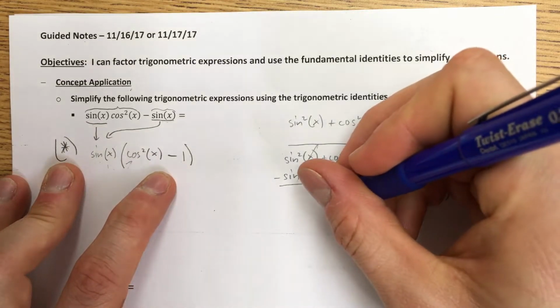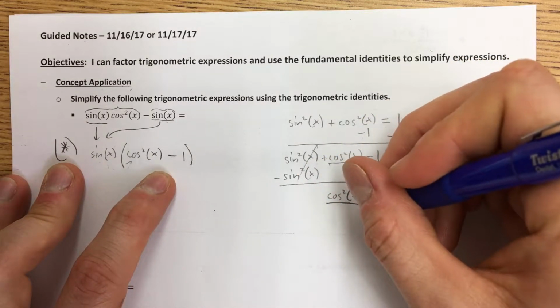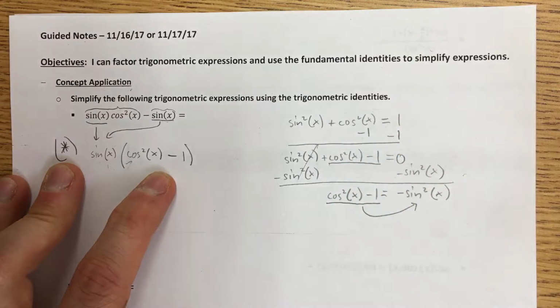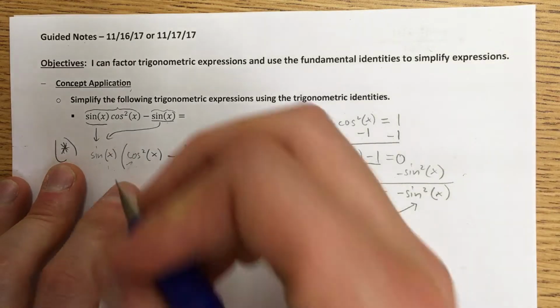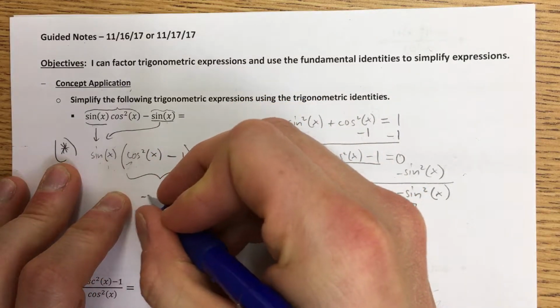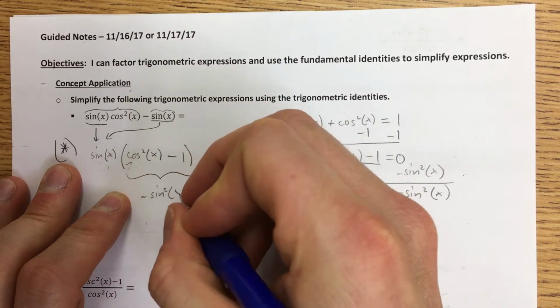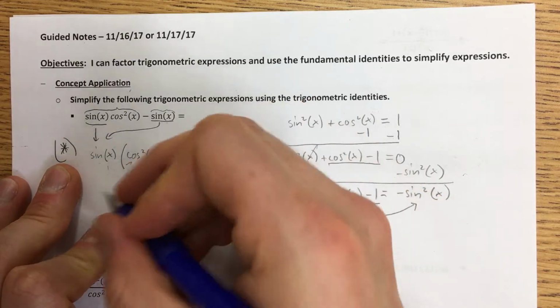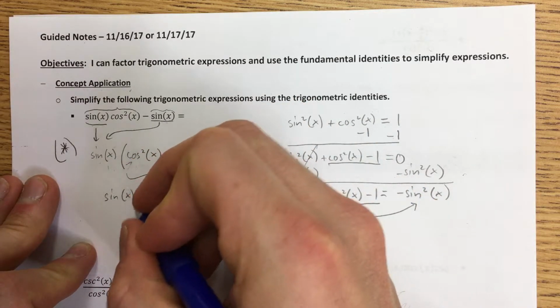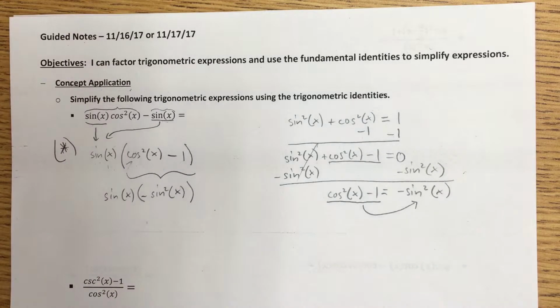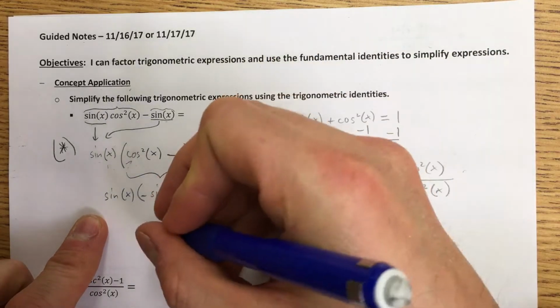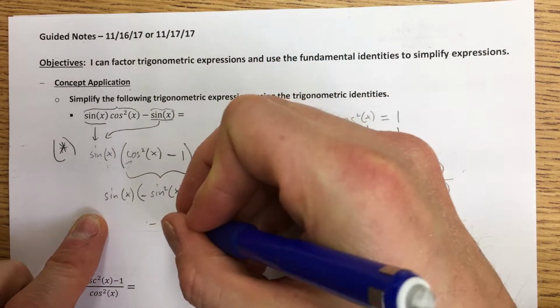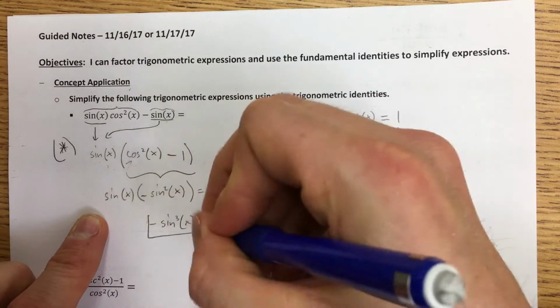Okay, so we have cosine squared minus 1 here. It's equal to negative sine squared. So what we can do is replace this cosine squared minus 1 with negative sine squared x. This sine x stays there. And if we wanted to multiply sine times negative sine squared, that would give us negative sine cubed x.